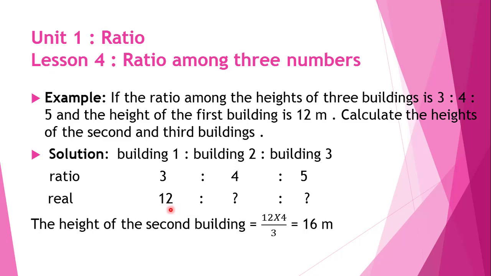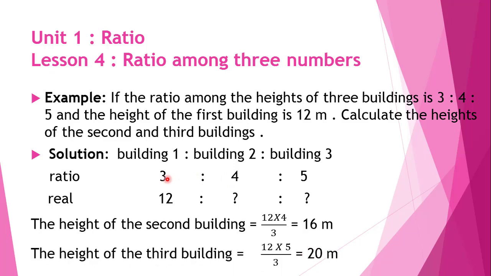Okay? By using cross product, the height of the second building will be 12 times 4 over 3. The height of the third building is 12 times 5 over 3. So the second building, 12 times 4 over 3, which is 16, because 12 over 3 is 4, 4 times 4, 16. The height of the third building, we have here 12 over 3, 4, 4 times 5, 20 meters. So the second building is 16 meters, the third one is 20 meters. Okay.